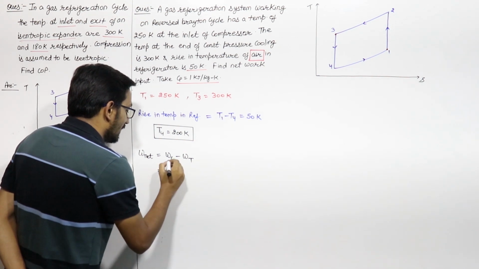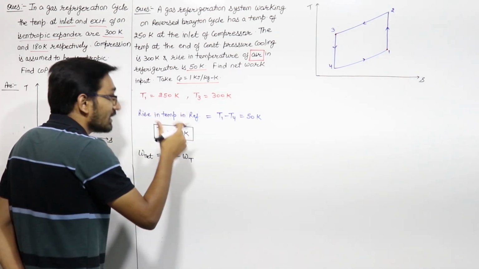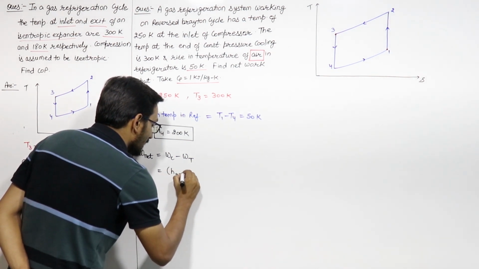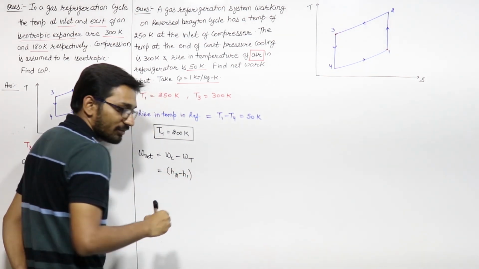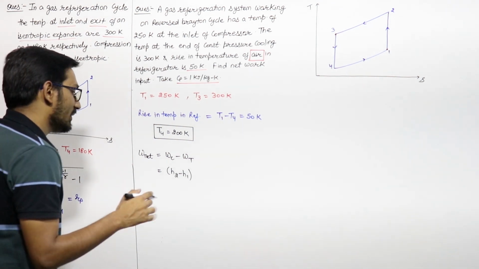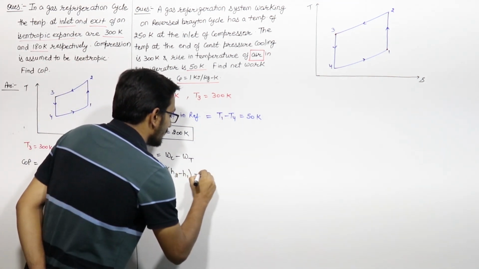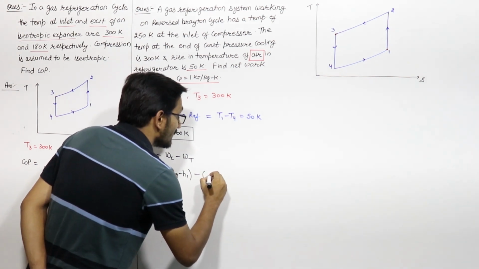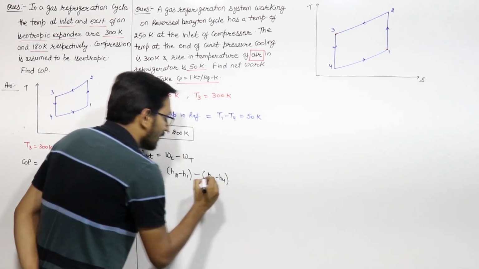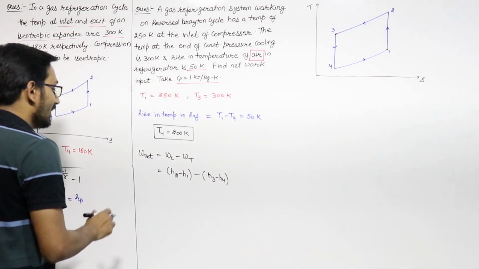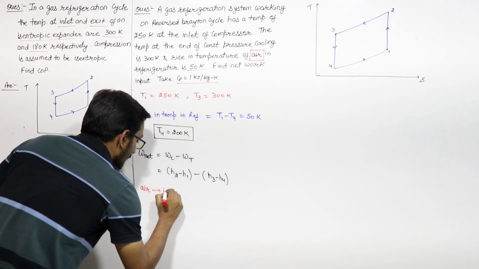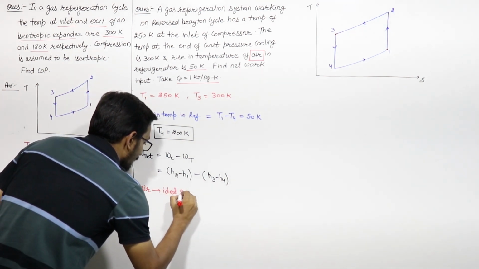So we can write the compressor work WC is H2 minus H1. This is the compressor work. No mention of velocities, so I can take changes in kinetic energy and potential energy as 0. So this is compressor work minus turbine work, which is H3 minus H4. And air can be treated as an ideal gas.